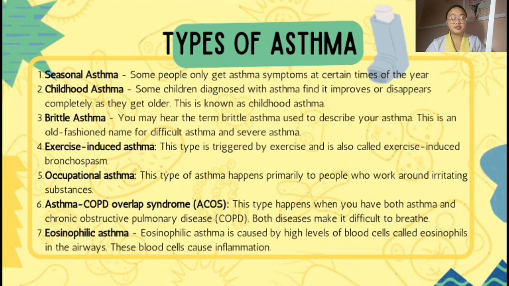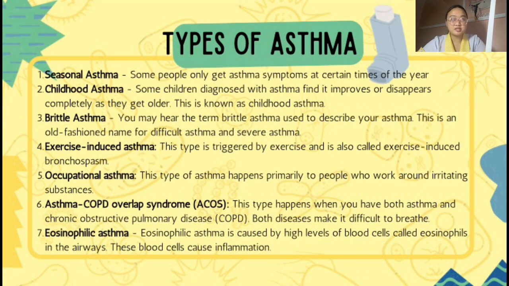Now let's move on to the other types of asthma. Asthma can manifest in various forms, meaning they have their own characteristics and specific triggers. Understanding these different types of asthma is essential for tailoring specific treatment plans and managing symptoms effectively. First is seasonal asthma.